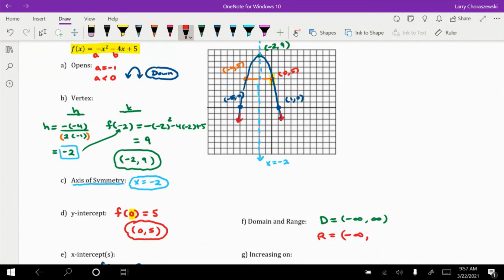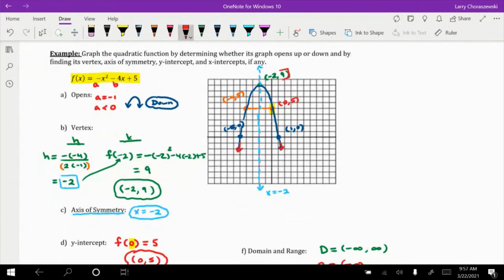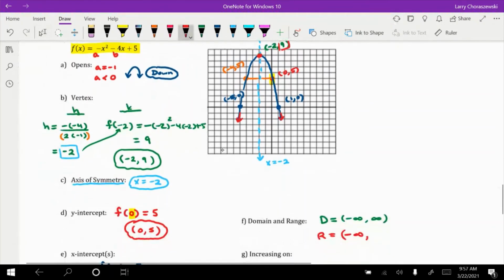But there is a largest y value on this graph. And anybody want to type in what the largest y value is? It's 9. Yep. So our absolute maximum, which is also where the vertex is at 9. That would represent the other half of the range.